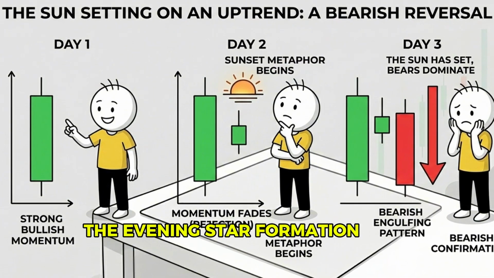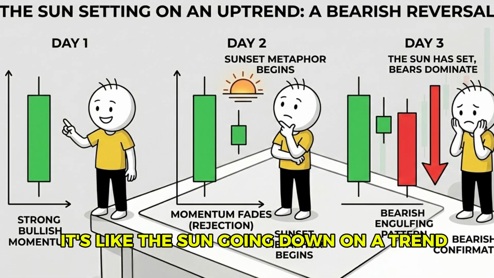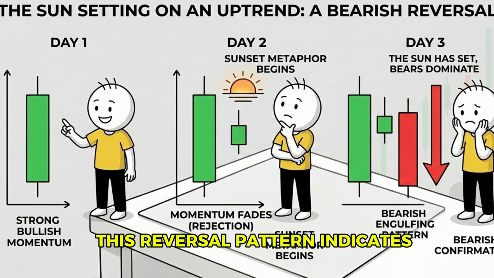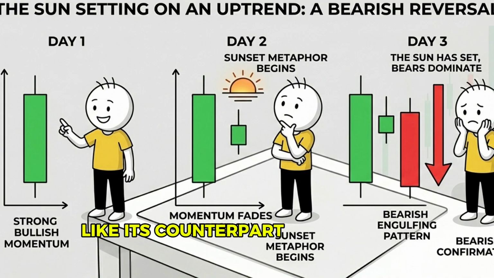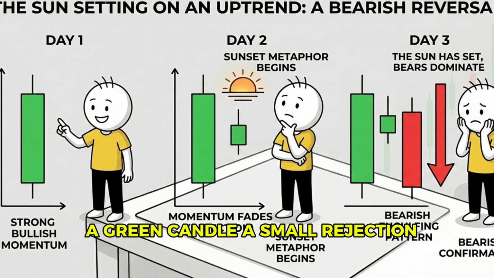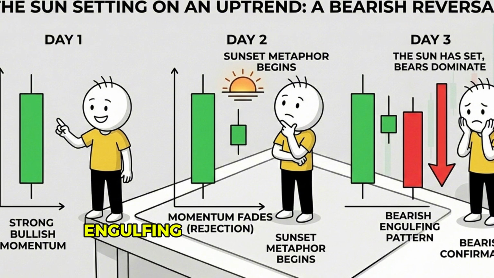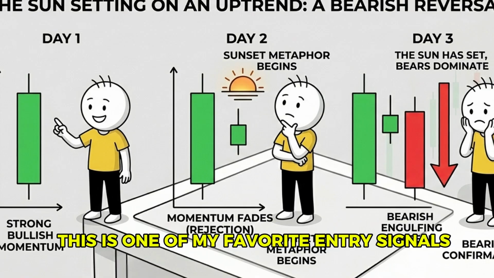The evening star formation is the exact opposite. It's like the sun going down on a trend. This reversal pattern indicates the market is headed for a move to the downside. Like its counterpart, it consists of 3 candles: a green candle, a small rejection candle, and then a bearish engulfing candle that forces the market lower. This is one of my favorite entry signals.